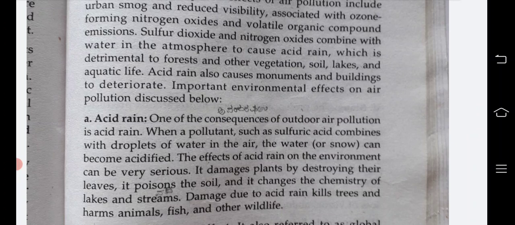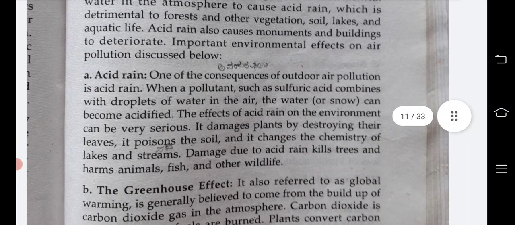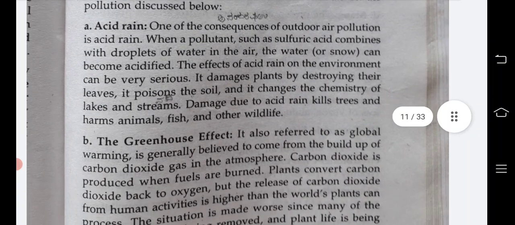When a pollutant such as sulfuric acid combines with droplets of water in the air, the water can become acidified. The effects of acid rain on the environment can be very serious. It damages plants by destroying their leaves. It poisons the soil and it changes the chemistry of lakes and streams. Damage due to acid rain kills trees and harms animals, fish and other wildlife. So, that is about acid rain.